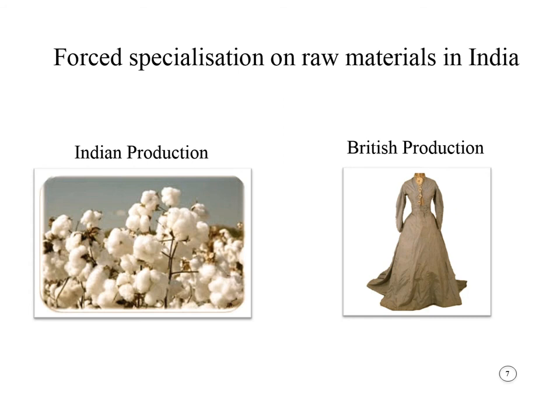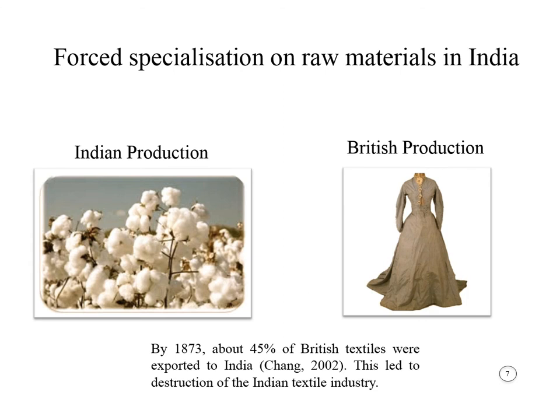Let me tell you about India, for instance. When the British came to India at the beginning of the 19th century, they had a very flourishing domestic manufacturing sector, the textile sector. Now, the British forced the Indians to open up their economy to the textiles produced in Britain. And that destroyed the domestic manufacturing sector in India. This is a very interesting stat. By 1873, about 45% of British textiles were exported to India. This led to the destruction of the Indian textile industry.